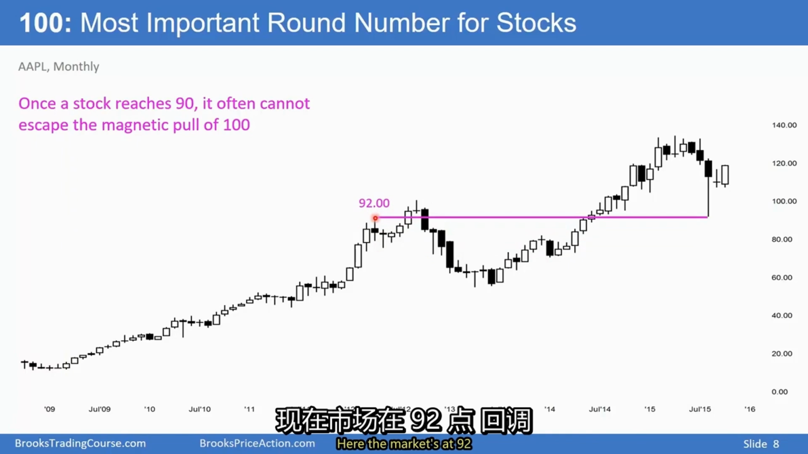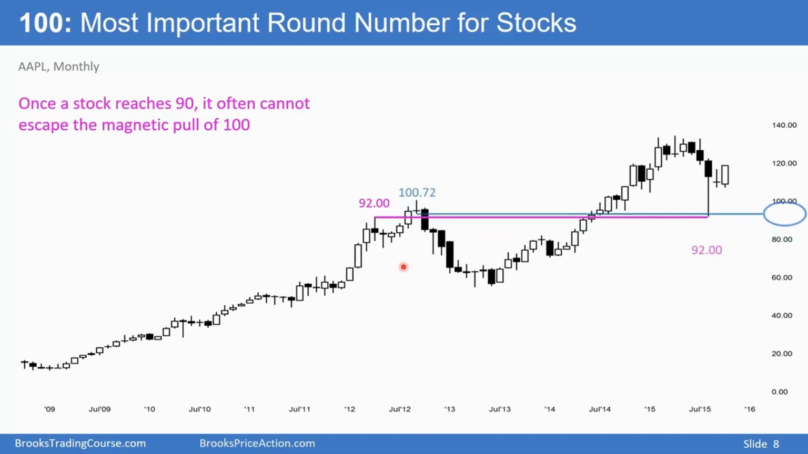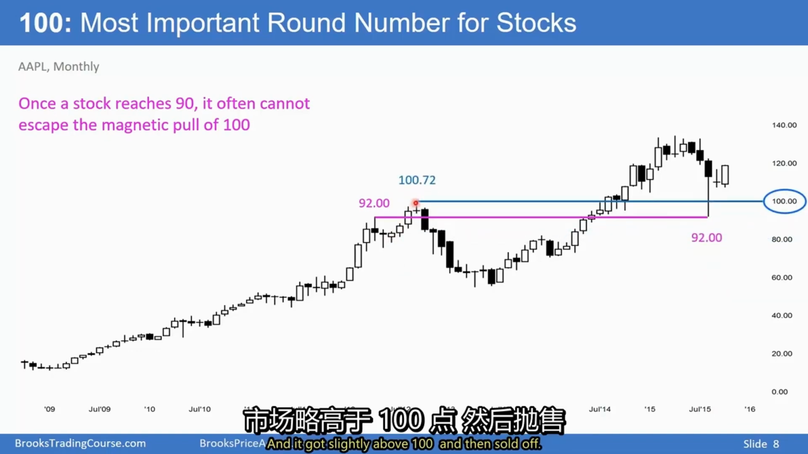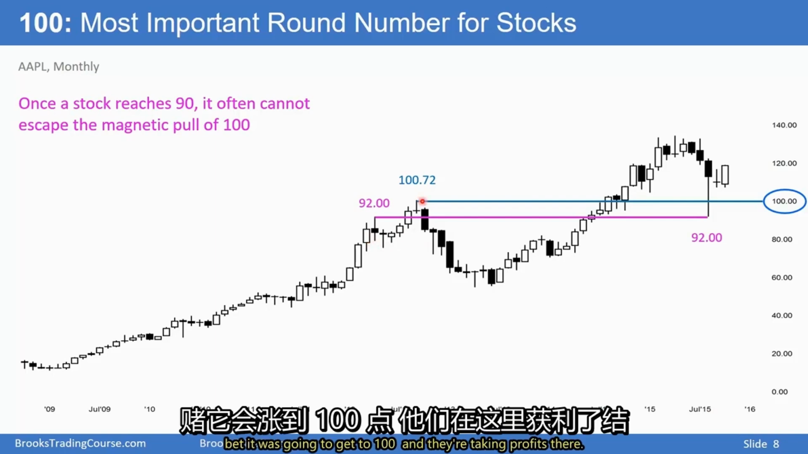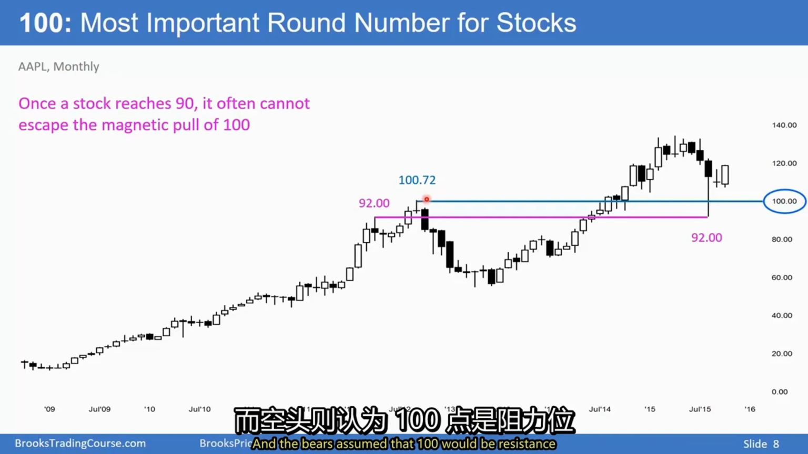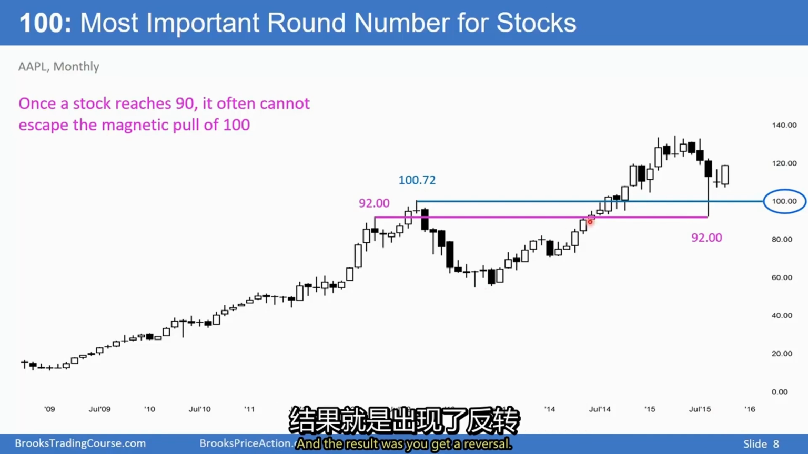Here the market's at 92, and a pullback. Traders buy, assuming it's going to get to 100. And it got slightly above 100, and then sold off. Why would it sell off? Because the bulls who bought here bet it was going to get to 100, and they're taking profits there. And the bears assumed that 100 would be resistance, and they're looking to sell at 100 or slightly above. And the result was you get a reversal.